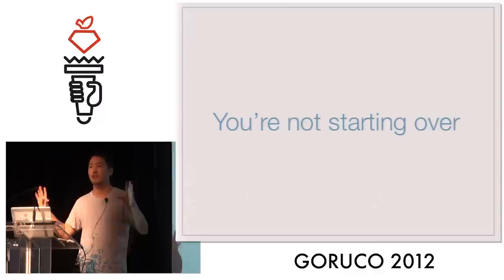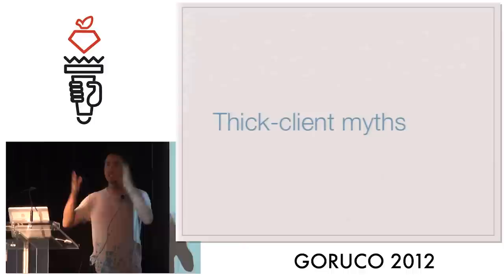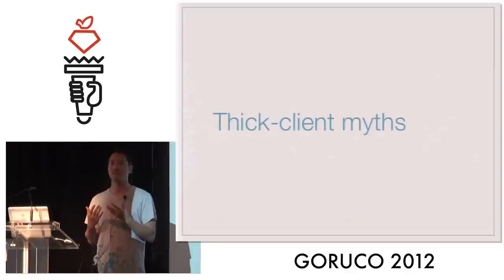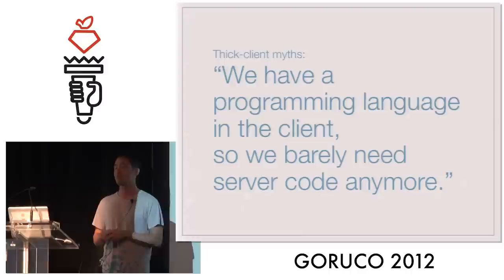And I wanted to address what I'm calling thick client myths. Computing always has a lot of crazy ideas floating around, which is part of what makes it so great. But at exceptionally chaotic times, those crazy ideas start to seem a little less crazy. So let's talk about them specifically. First of all, is this idea that now that we have a programming language in the client, we barely need server code at all anymore. Some people say this. It's a very interesting idea. I think it happens to be wrong.